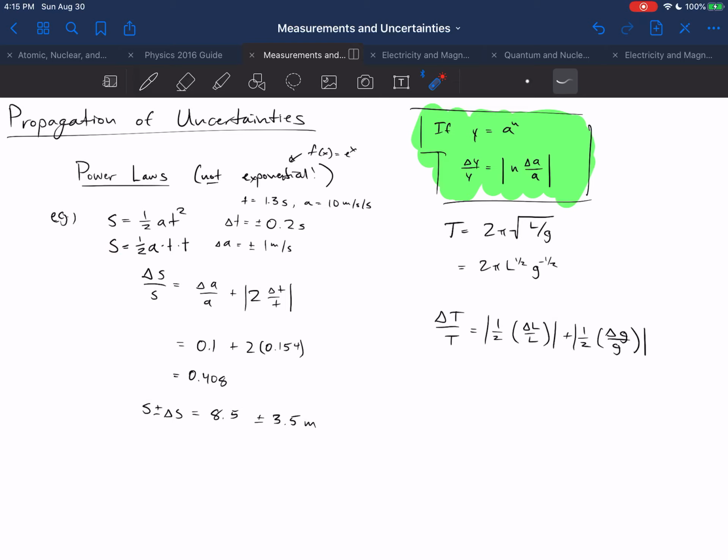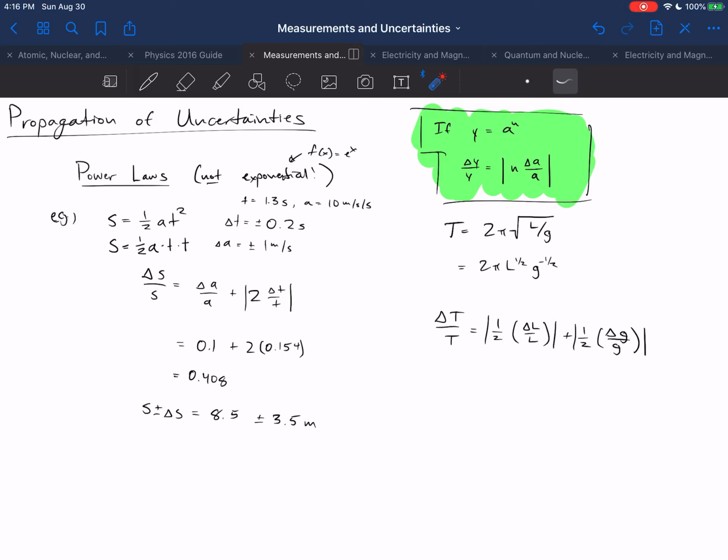If S is equal to 1/2 a times t squared, and we have an uncertainty on t and an uncertainty on a, then the relative uncertainty on S can be calculated by taking the relative uncertainty on a and adding it to 2 times the relative uncertainty on t. Why? Because there are 2 of them.